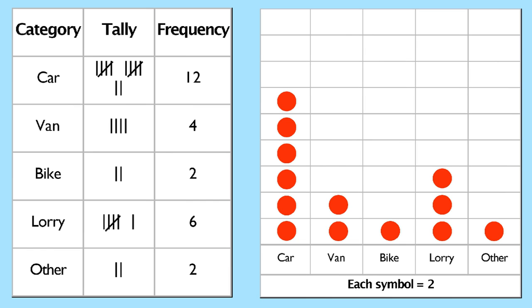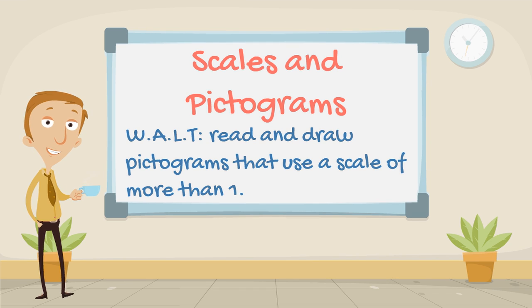So this is what our finished pictogram should look like. Remember, each dot counts for 2 votes. So our goal for today was to read and to draw pictograms that use a scale of more than 1. If you can do that now, you're ready to try some of the practice activities down below. If not, go back and have another look at the video.